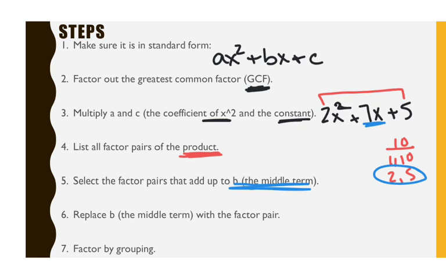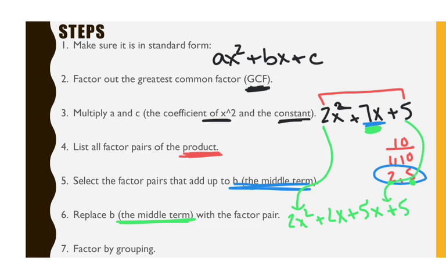Then you would replace b, which is the middle term again, with the factor pair, which means you're going to fill in this 2 and this 5. So if we were doing this example, we would bring down the 2x squared, but instead of putting 7x, we're going to put plus 2x plus 5x. Then we would bring down this plus 5. Then it says factor by grouping, which is what we're going to do on the next several slides.